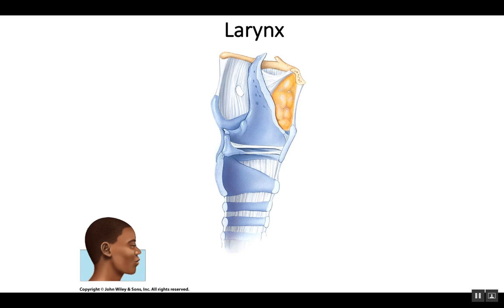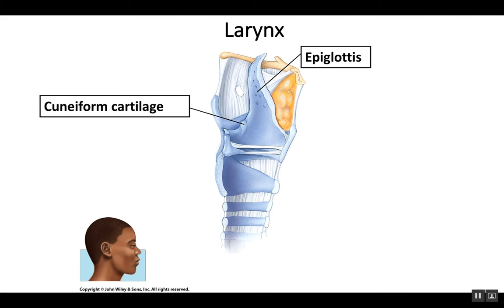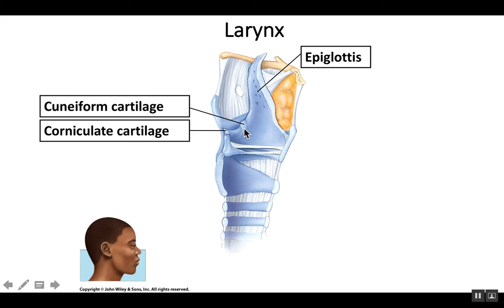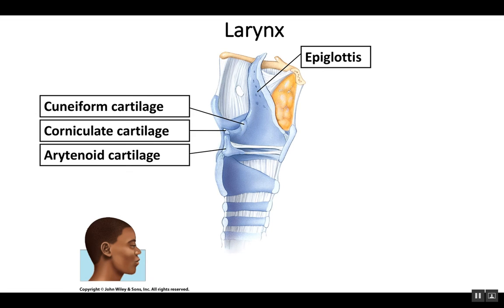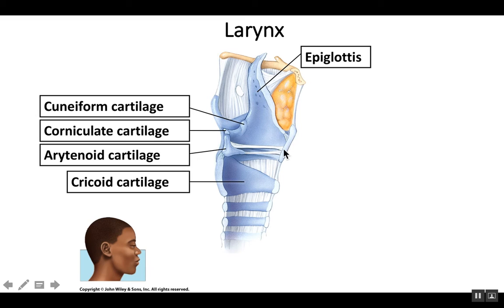So this is a mid-sagittal section through the larynx. We can see a lot of the same structures, the epiglottis. Here is that third small pair of little cartilages known as the cuneiform cartilage. It's a small little wedge-shaped piece of cartilage. The corniculate cartilage and the arytenoid cartilage. Cricoid cartilage, as well as the thyroid cartilage.